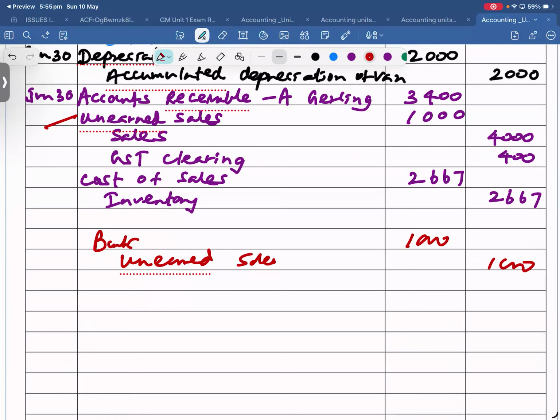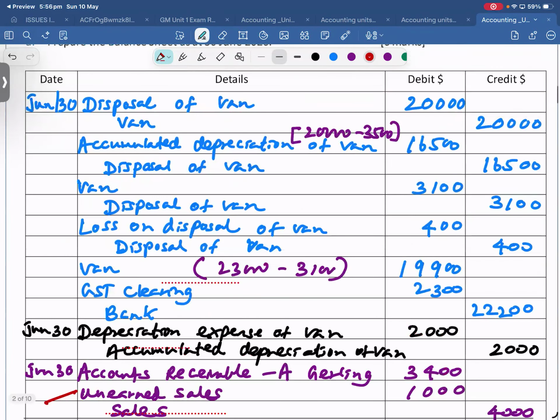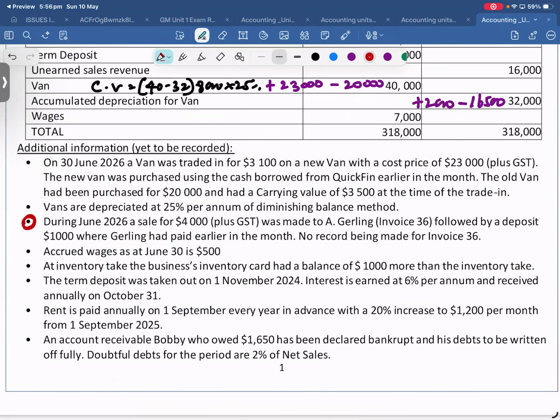No, I'm saying this is what had happened because he said he didn't understand the sequence. This is the entry that had happened during the period before we come to the balance date. Why did that happen? Because when the girl paid the deposit of 1,000 for the sale, it's like an advance payment for the sale.